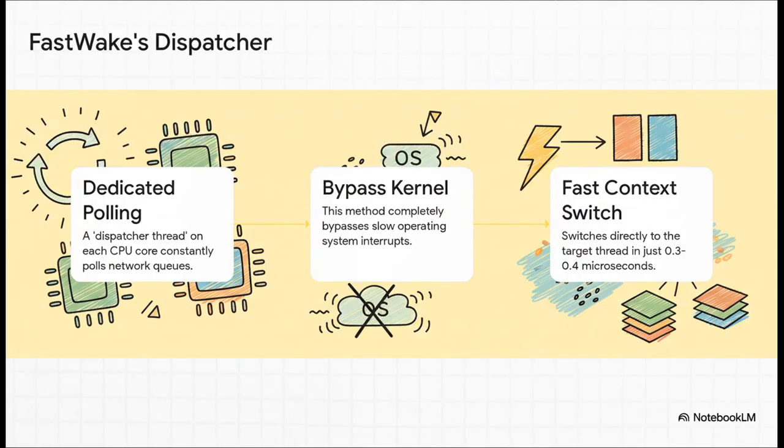And what they came up with is just brilliant. They brought polling back, but they did it in this incredibly smart, targeted way. They have a dedicated part of the CPU that does nothing but check the network for new data at lightning speed. By completely bypassing the slow operating system, it can hand the data directly to the right application in just 0.3 microseconds. It's like polling on steroids.